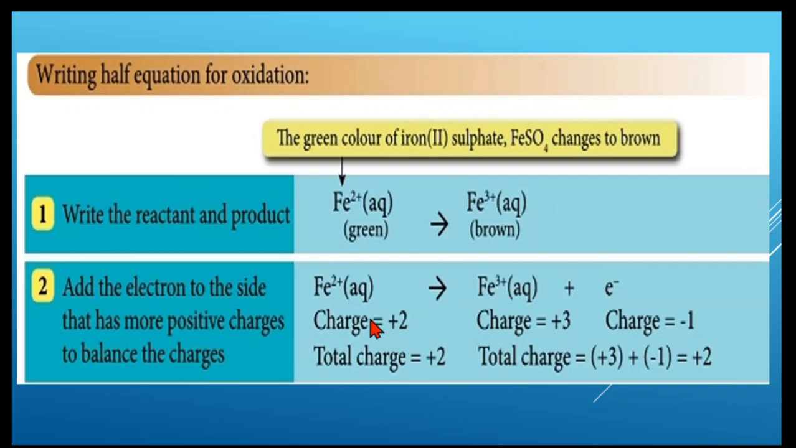Okay. So di sini yang tadi itu. This one charge dia positive 2. Sini charge dia positive 3. So di sini dia lebih positif berbanding di sini. So we add elektron di bahagian kanan.